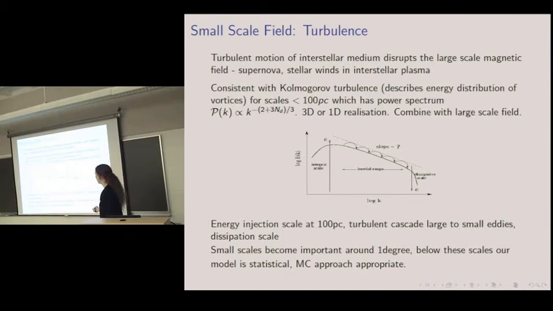And then there's a dissipation scale, which we set to be negligibly small, but small compared to the resolution of the model. And these small scales become important at an angular size of about 1 degree. So below these scales, our model is purely statistical, coming from this statistical realization of the power spectrum. So a Monte Carlo approach could be used for more realistic estimates on smaller patches of sky.